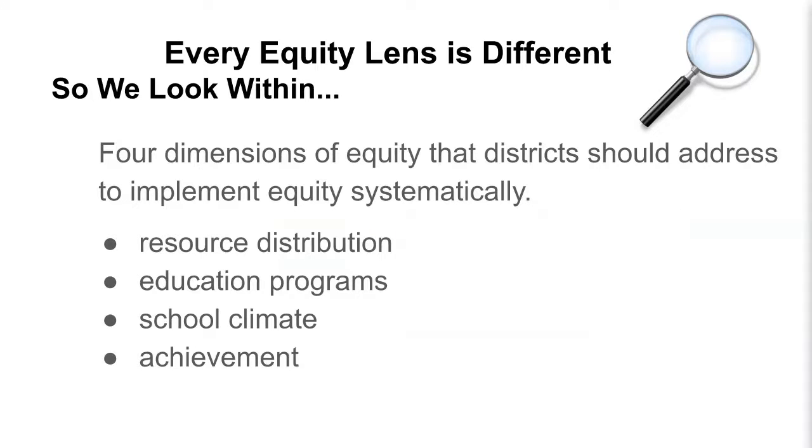Every equity lens is different. Every district is unique, and therefore each journey will look different. And that is why it is important to understand that there is no cookie cutter way to do this work. What everyone can do, however, is to start by examining the 4 areas listed here on the slide. Examine your resource distribution, your education programs, your school climate, and your achievement.